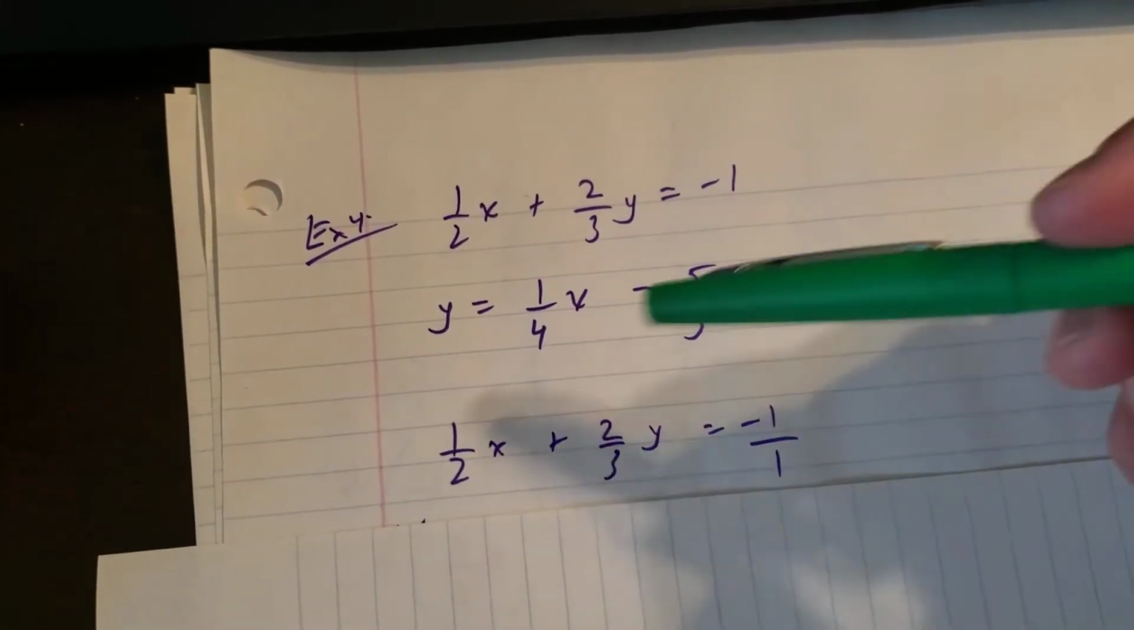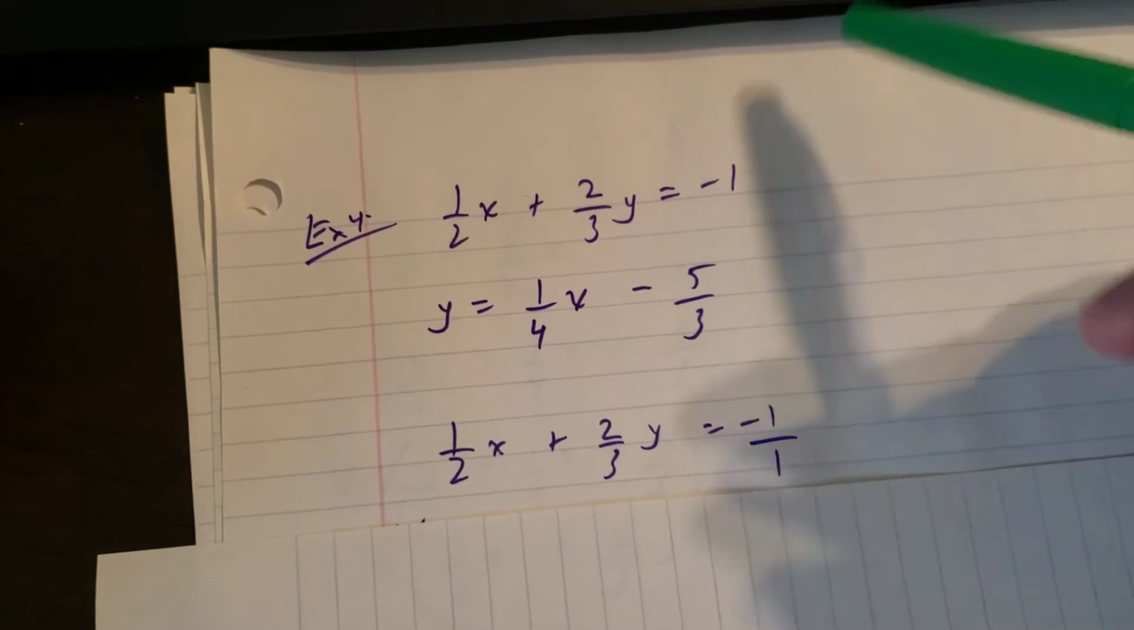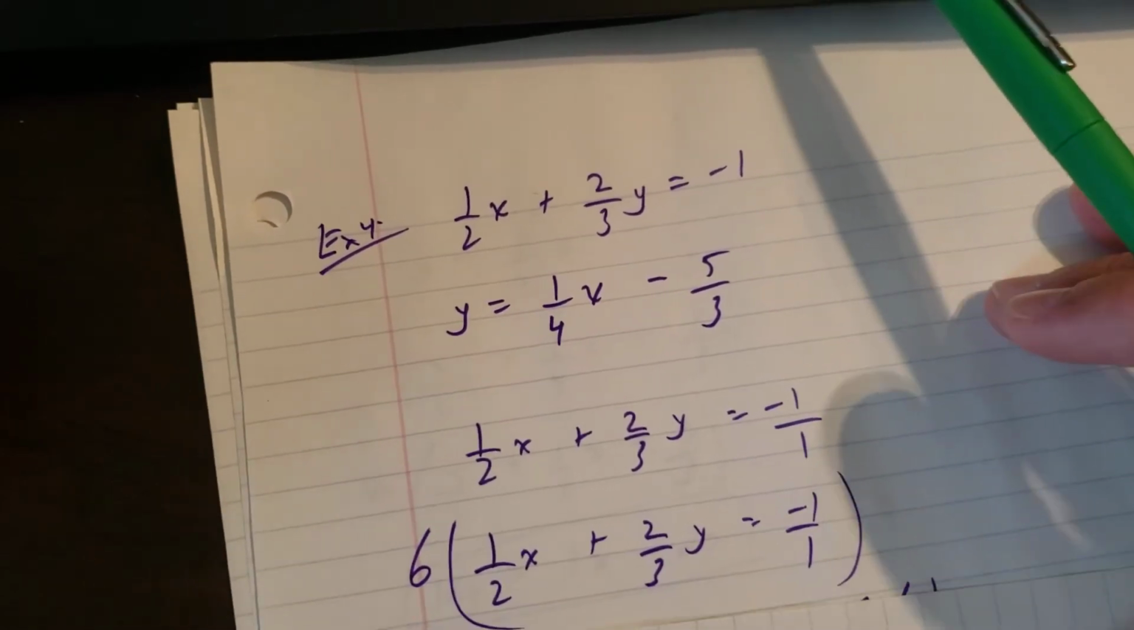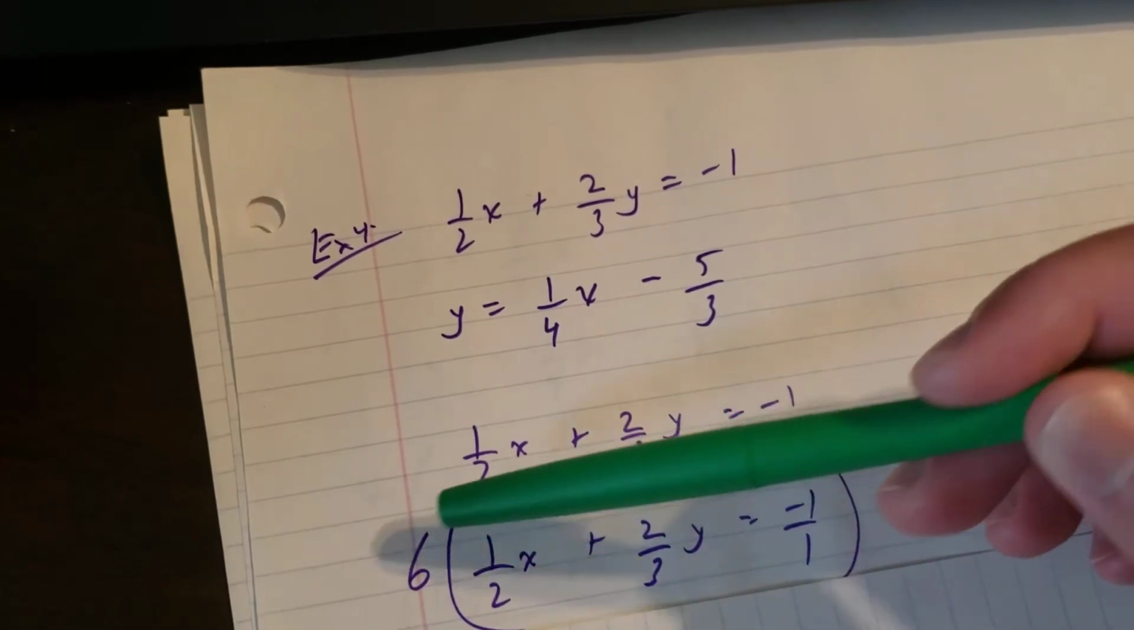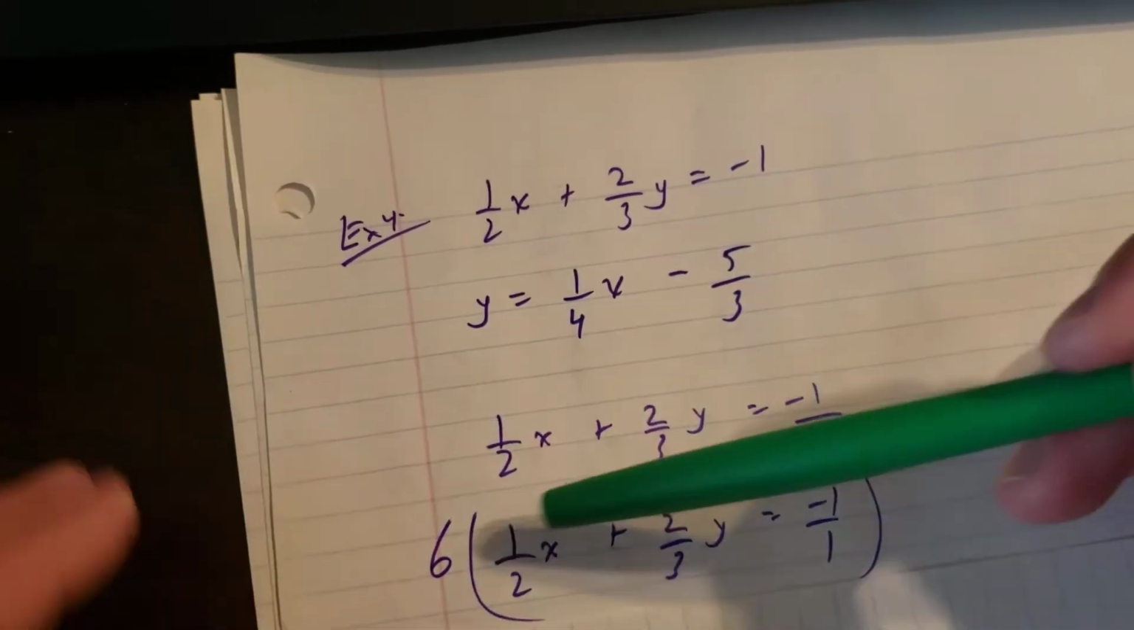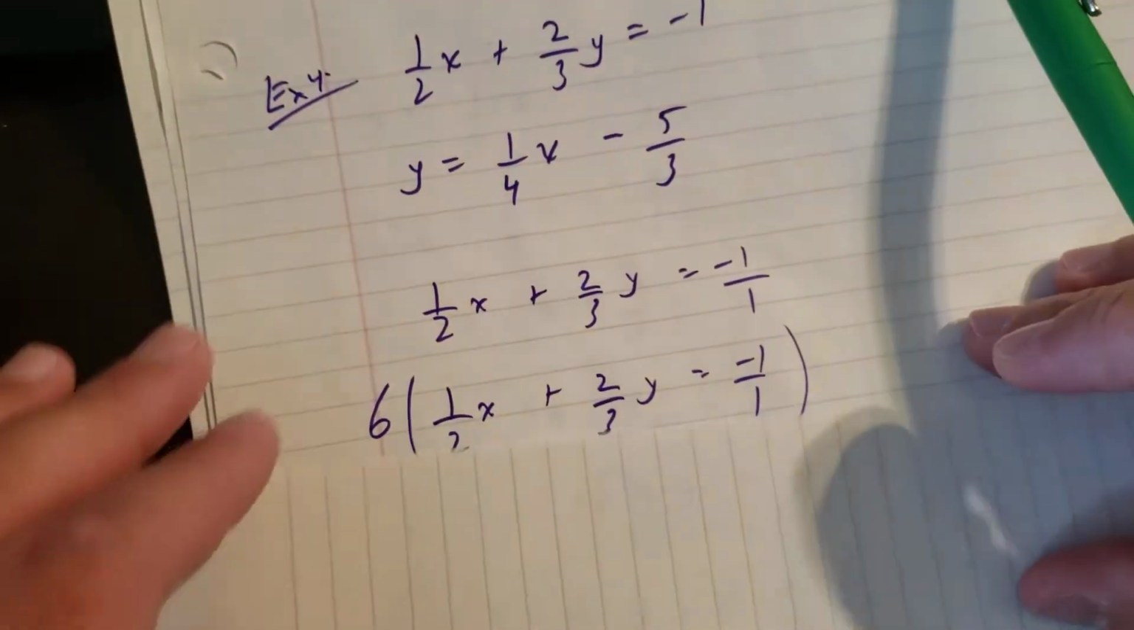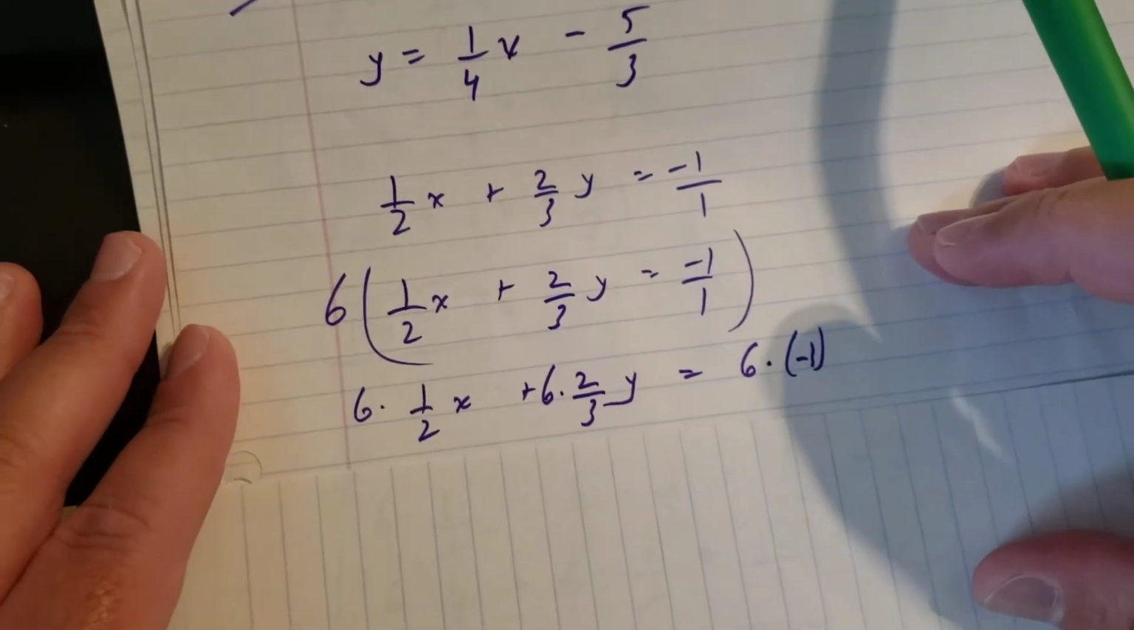So what I can do is multiply everything that's here by 6, and you'll see what happens in a second. So it's going to be 6 times 1/2 x, 6 times 2/3 y, 6 times -1. We can write it out like that if you prefer.